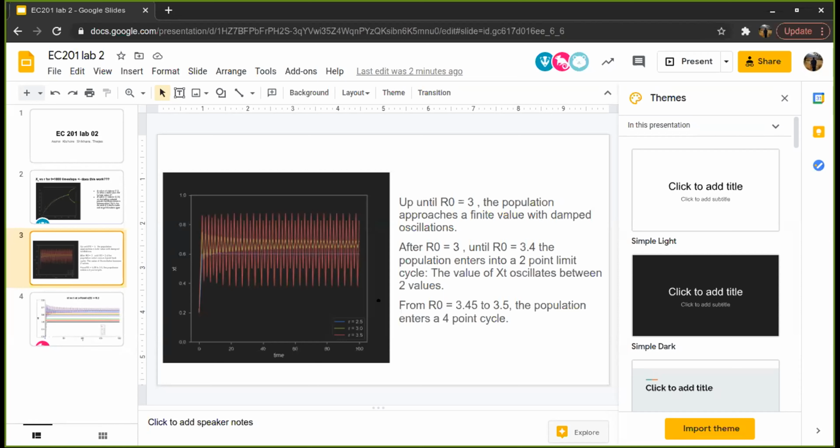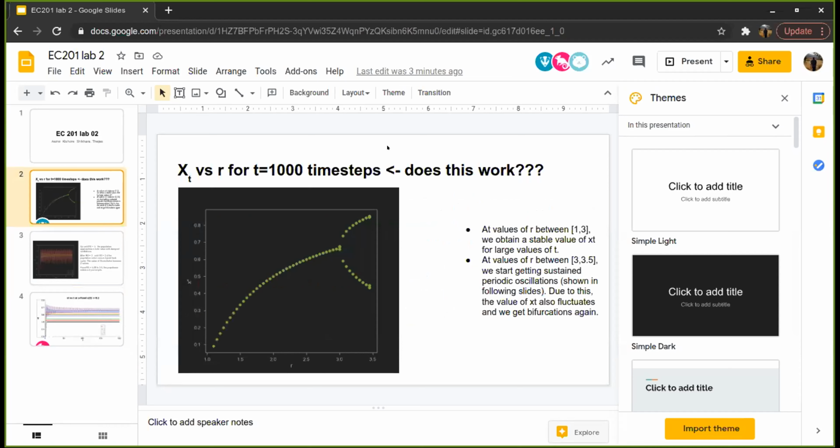And at 3.5, it looks like there are 4 points, but it still looks like it's oscillating constantly between 4 distinct points. Okay. And that's what you see. Now you have plotted X_T, X capital T, versus R.